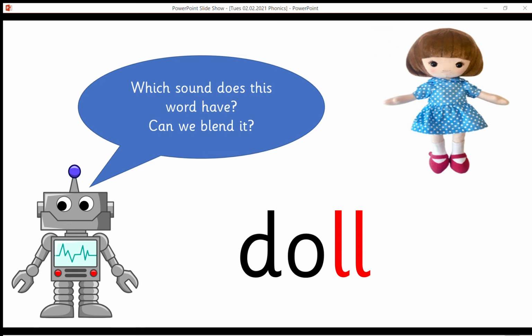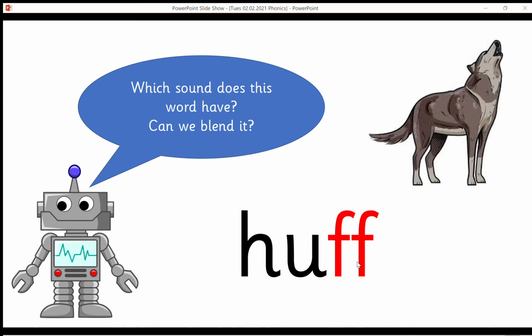And my turn. D-o-ll, doll. Which sound does this one have? Yeah, well done. It has digraph ll. And this one? Your turn. And my turn. Huff, huff. Which sound does this word have? Super, it has digraph th, doesn't it?